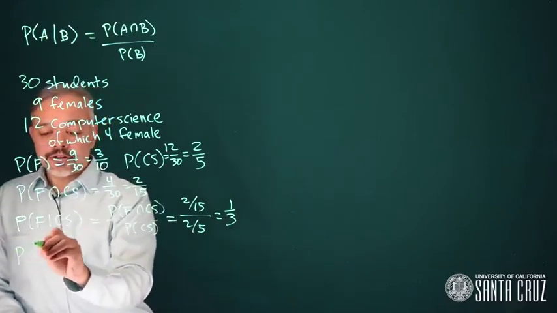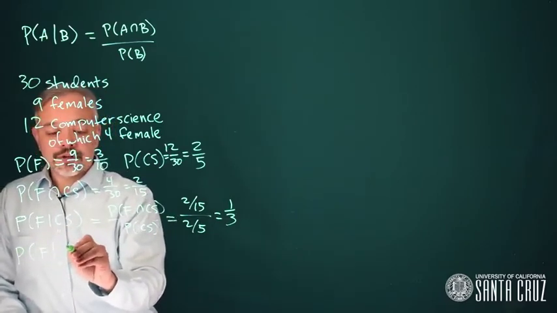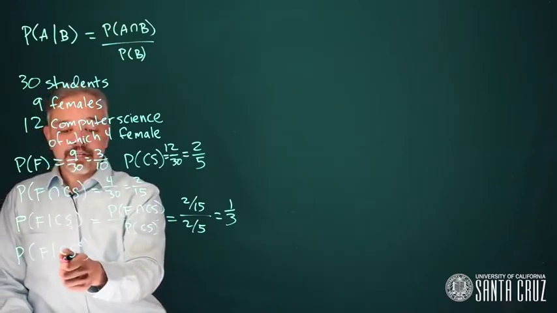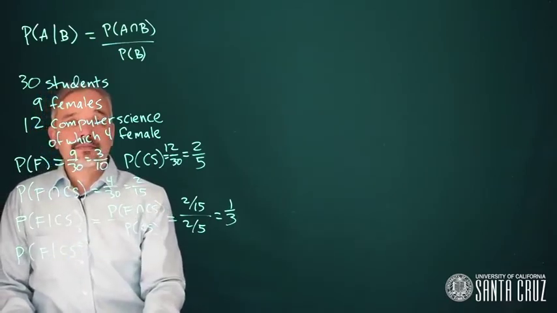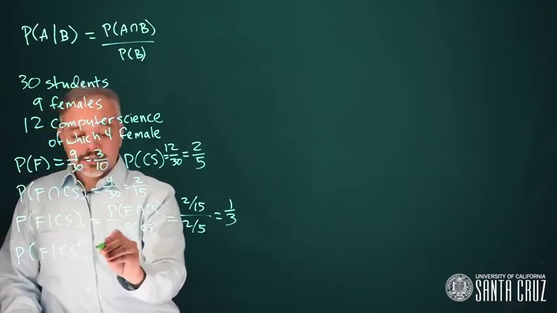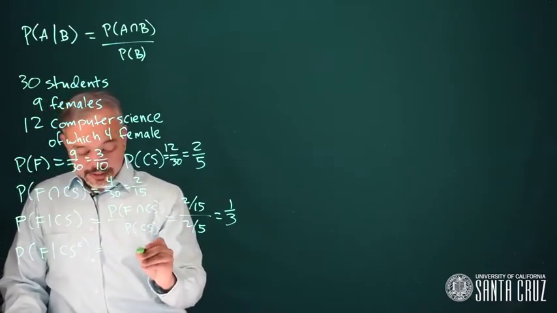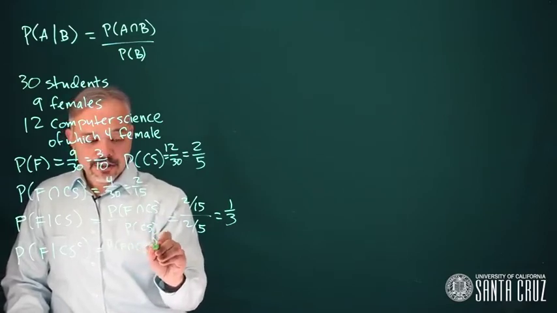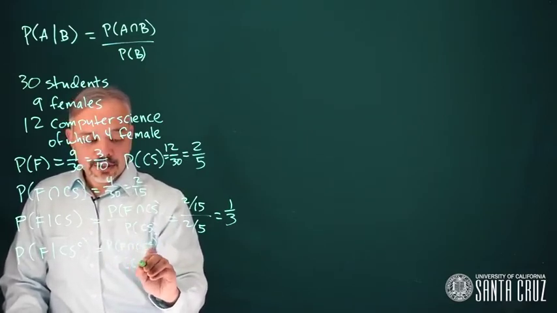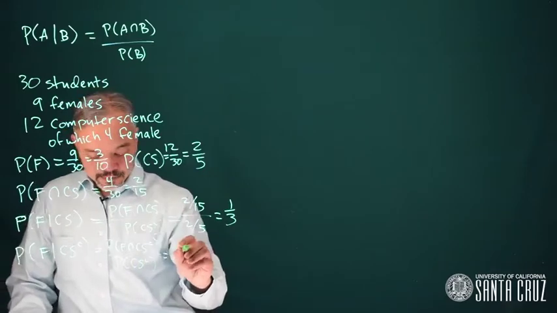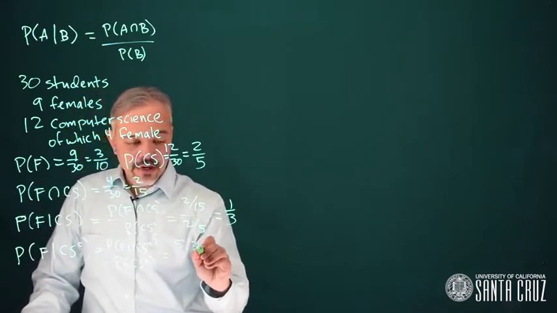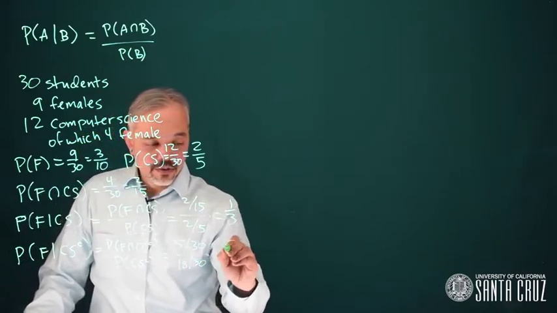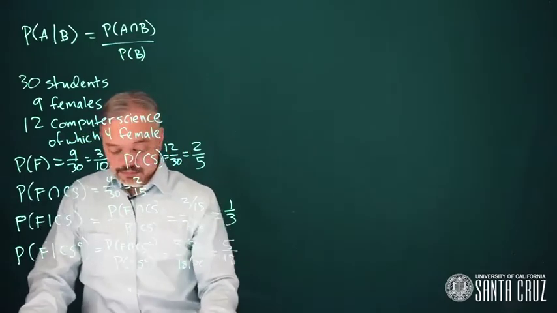We can also look in the other direction. Suppose we want to know what's the probability someone's female given they're not a computer science major, or I might denote that as CS complement. In this case, we can say it's the probability female and not computer science over the probability of not computer science. And this is 5 in 30 over 18 in 30, or 5 over 18.